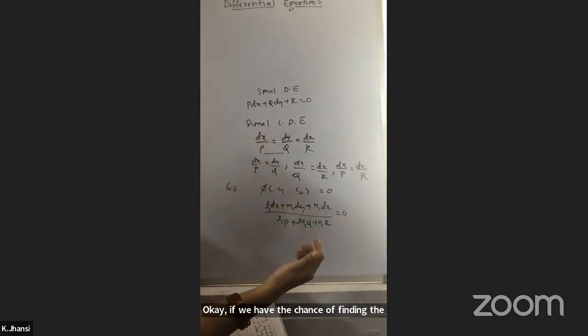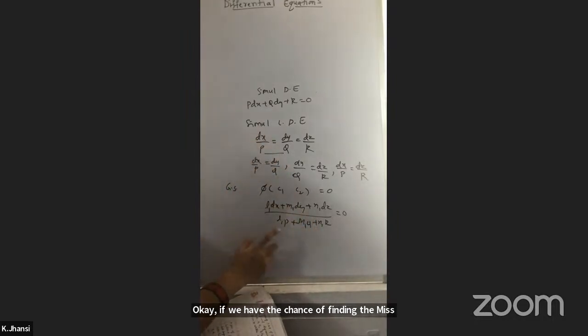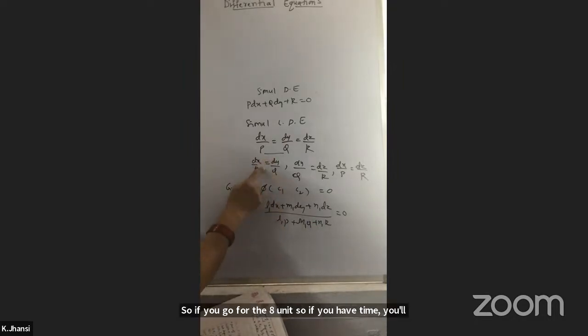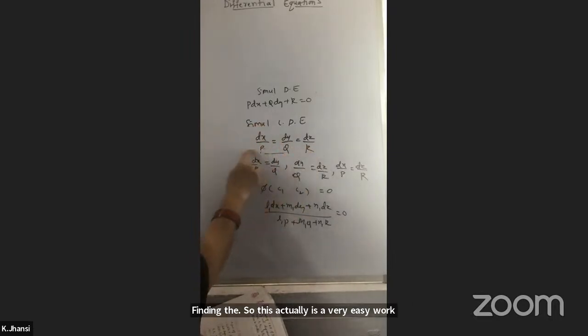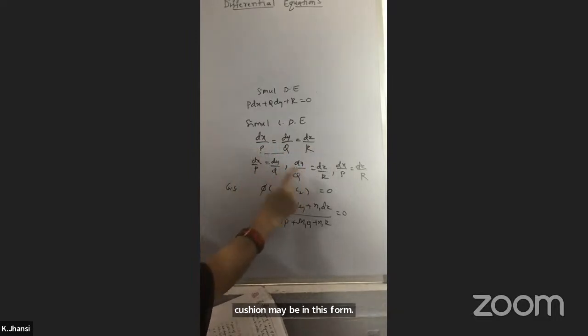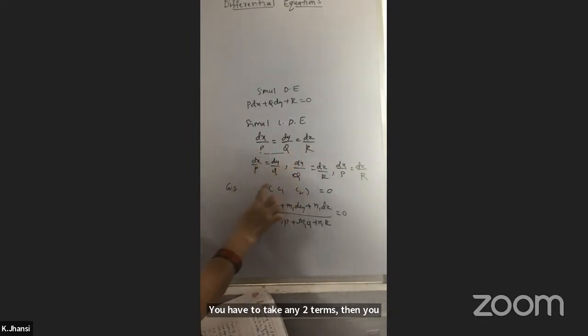Okay. This is the 8th unit, no? So if you go to the 8th unit and have time, you can see one problem on this. Actually it is a very easy one. The question will be in this form. You have to take any two terms, then do the variable separable method and find the solution. Okay. So the first method is the easy one.